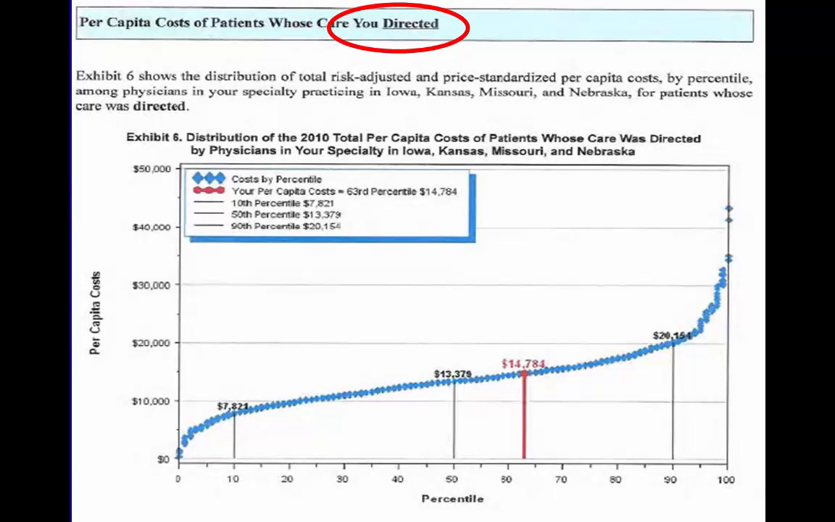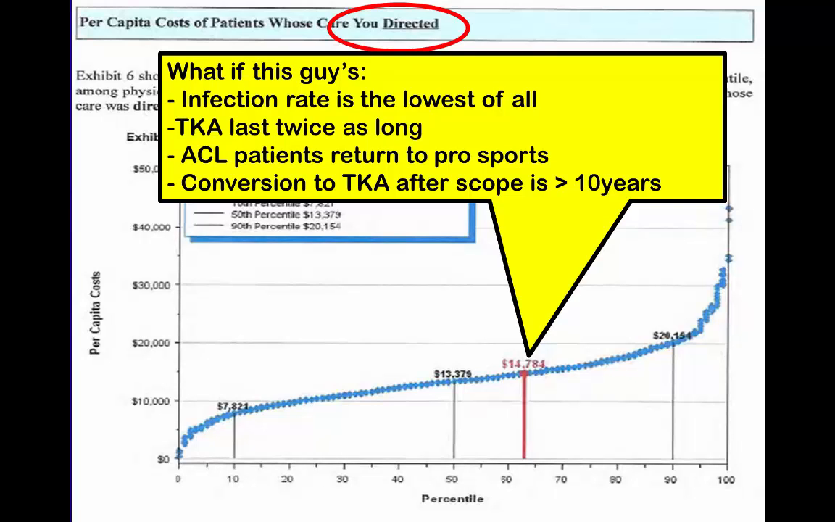The x-axis on the bottom is the percentile of doctors in your specialty, and on the left, the y-axis shows the per capita cost, what you spend per patient. But there's a problem. The fellow in red is a little bit over the average percentile in his subspecialty, but it doesn't tell you what if this guy's infection rate is the lowest of all, the total knee lasts twice as long, the ACL patients return to pro sports, or that his conversion to a total knee after a scope is greater than 10 years.